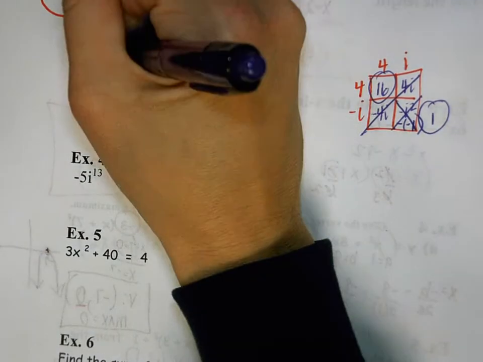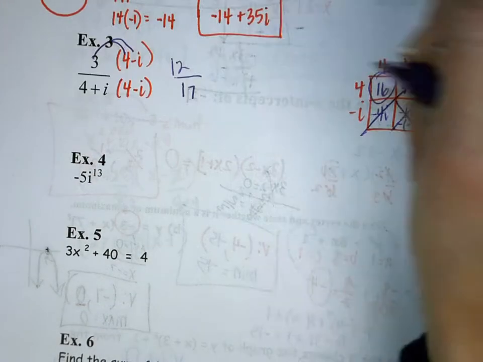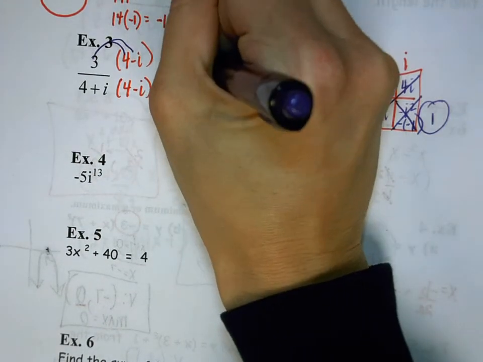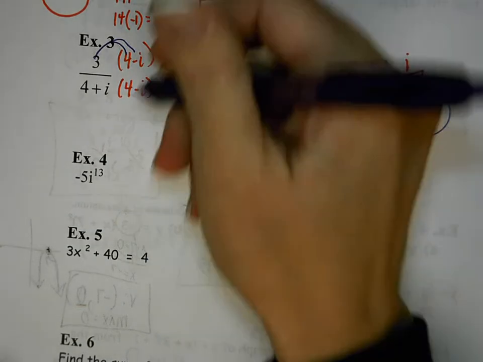And then we multiply 3 through. 3 times 4 is 12. And 3 times negative i is negative 3i. And if you could reduce, you would, but we can't. So that's our answer.